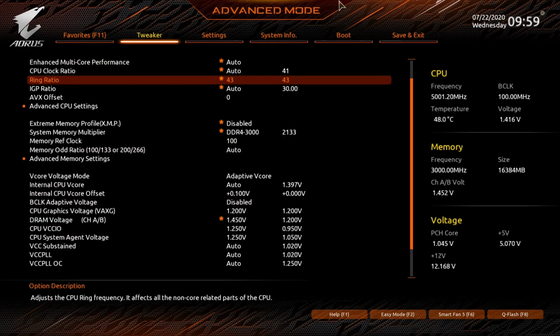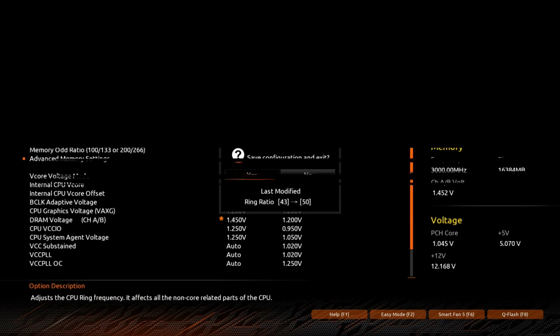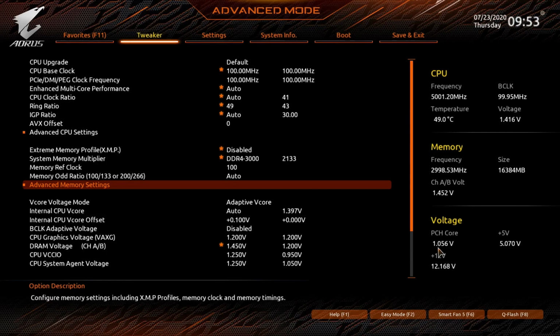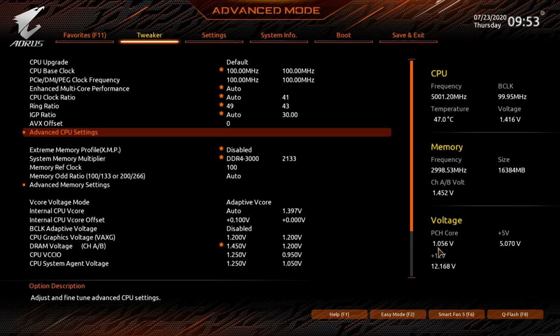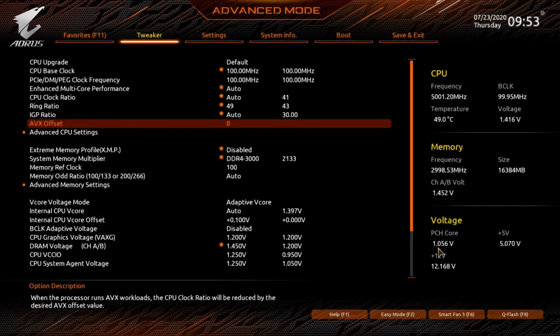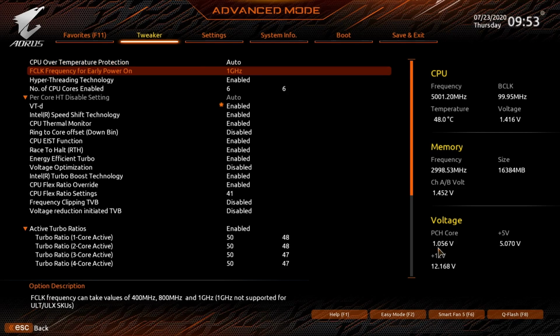Okay, so now that we've got that set, we'll go back in here and we'll change our ring ratio to 5.0. Okay, so I'm not sure if you caught it in the last video, but we had a little bit of a mistake with the ring ratio. If you looked in hardware info, we were running a 50 ring ratio, but it was only showing 47. And we caught that later on in the test.